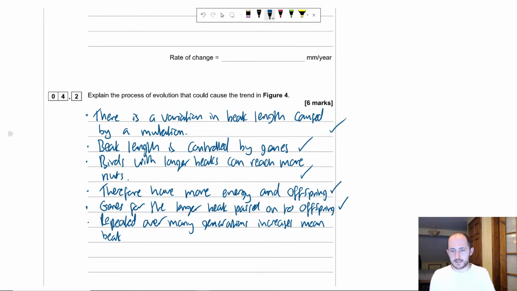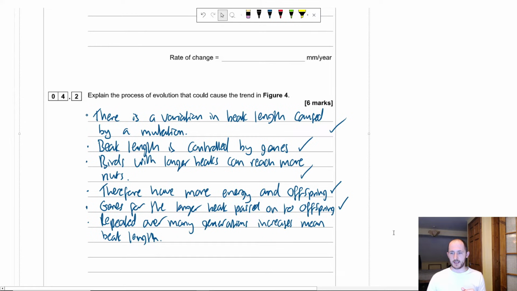So I know it's very tempting when you're going through these 6 markers to literally write down every single bullet point in the mark scheme. But here's a few problems. One is that's more stuff to remember. In the mark scheme, there are 1, 2, 3, 4, 5, 6, 7, 8, 9, 10, 11 points. You only need 6. So why memorize almost double the number of points? The second thing is that this last bit, repeats over many generations, increases mean beak length. That's how you get the level 3.